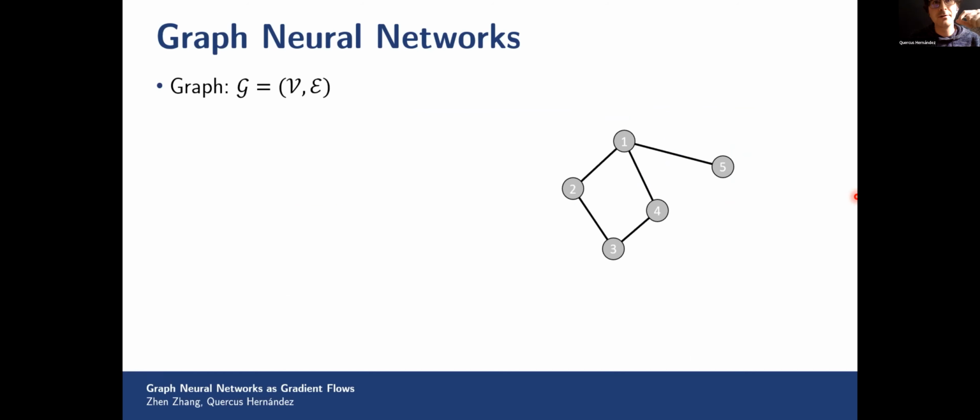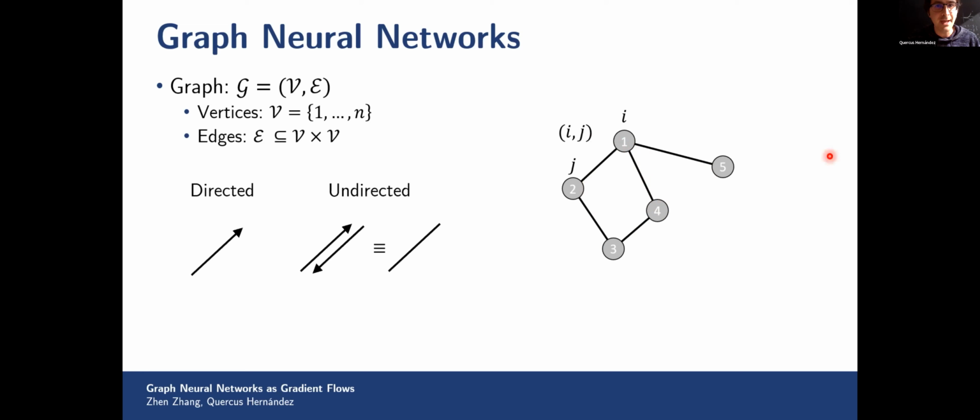So let's first recall what a graph is. It's composed of two main components. You have the vertices, which are the entities that you are studying. Here I have 5 vertices. And you have the edges. The edges are the relationships between the vertices. These edges can be directed, if the information flows from one node to another, or undirected, in which case the flow is bidirectional. In that case, instead of an arrow or a double arrow, we just represent it with a straight line.